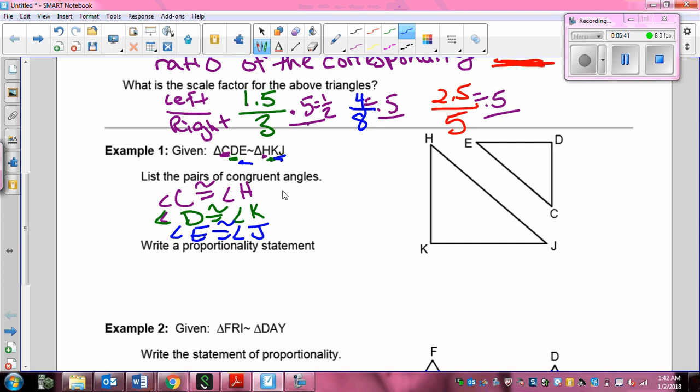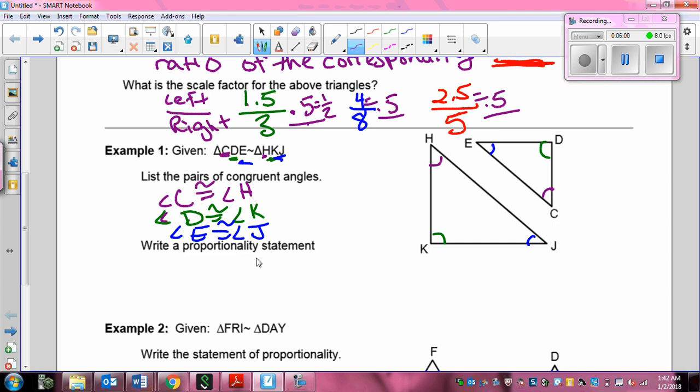Okay, so these are my angles, and I can plug that in there. E is congruent to J. And the green ones are D and K. And the purple ones are the other two. Okay, so these are how they're congruent.